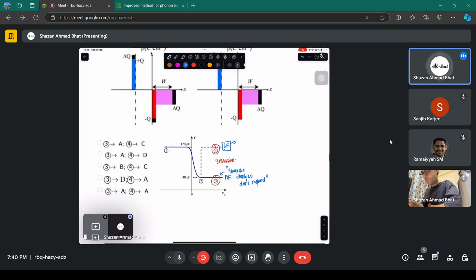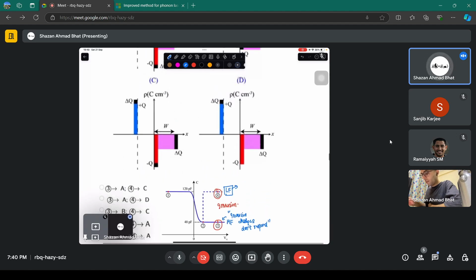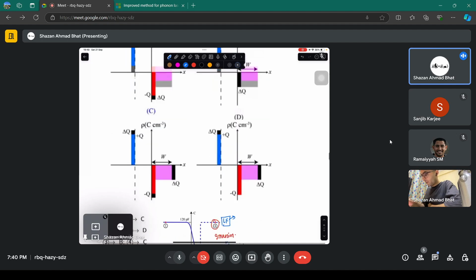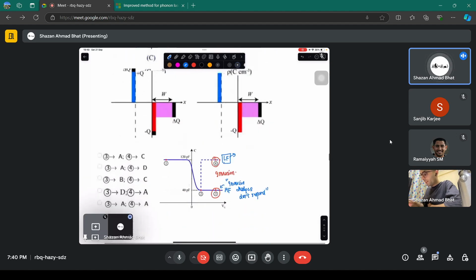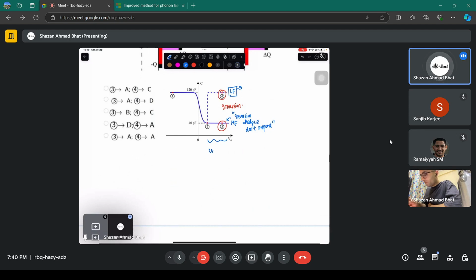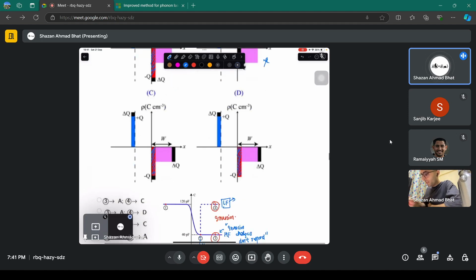So what are the charge diagrams for 3 and 4? For 3, high frequency. First of all, they are both in inversion because gate voltage is greater than the threshold voltage, which indicates inversion. That is why these electrons are shown in the figures. These electrons come because of gate voltage application.